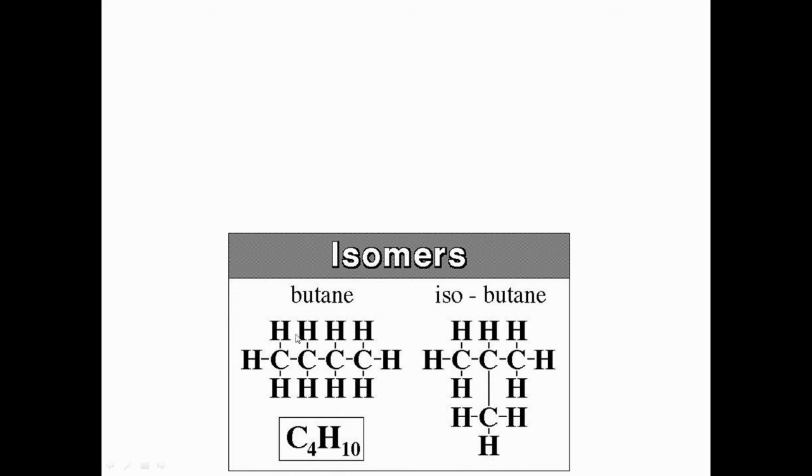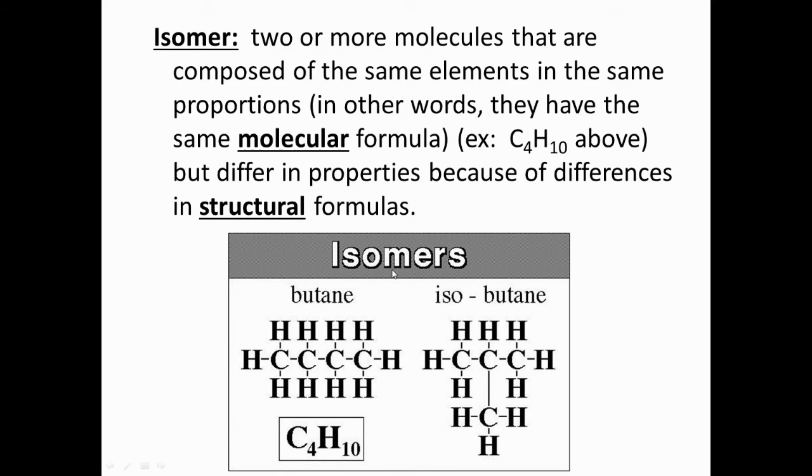C4H10, there's a couple ways to do it. Here's 1, 2, 3, 4 carbons all in a line, and the other way is 1, 2, 3 carbons in a line and 1 coming off of that center carbon. A lot of people think they'll draw this in like a zigzag, or they'll draw it straight up and down, and they think they've drawn it differently. But this is completely different because a bond was broken and moved down here. So you have to be really careful when you draw isomers.